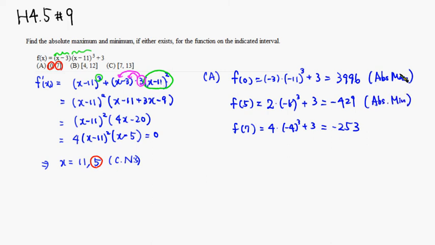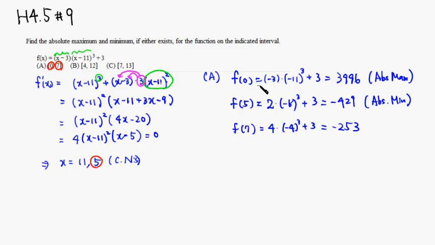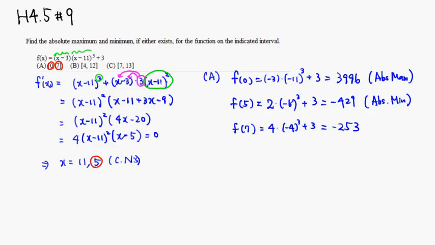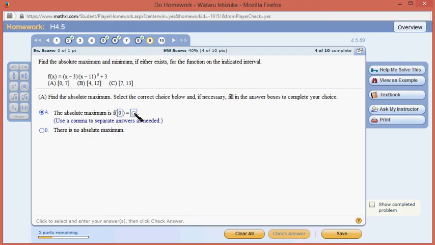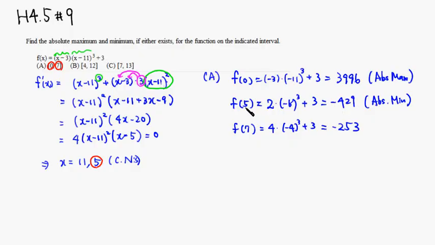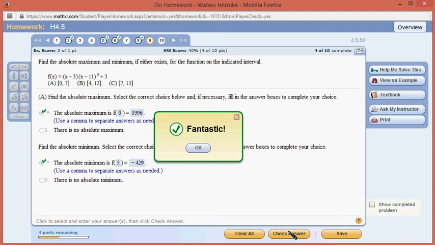Let's type it in. We're looking for the absolute maximum. The absolute maximum happens at 0, and the value was 3996. Let's check the answer. We got that. And the absolute minimum occurs at 5 and the value is negative 429. Check the answer. We got that.